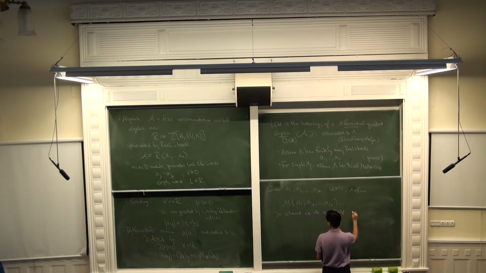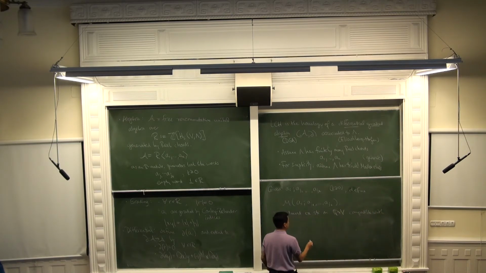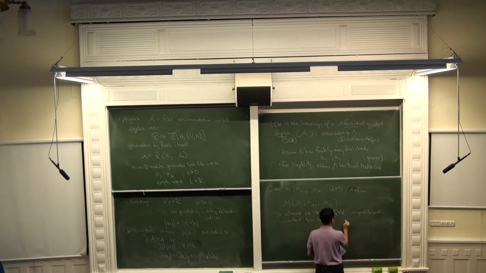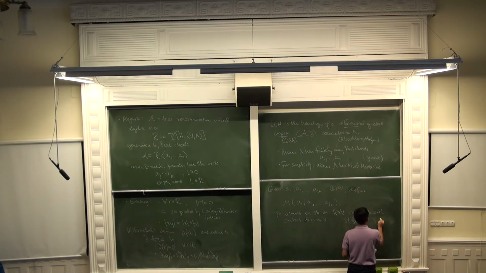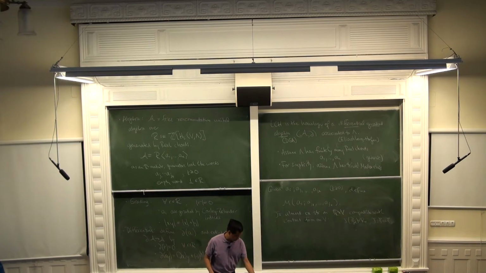So this is going to be an almost complex structure compatible with the conic form on B. If you want to be precise, this says that J of d/dt is the Reeb direction, and J maps the contact hyperplanes to itself. Again, not going to get into details. And it needs to be translation invariant.